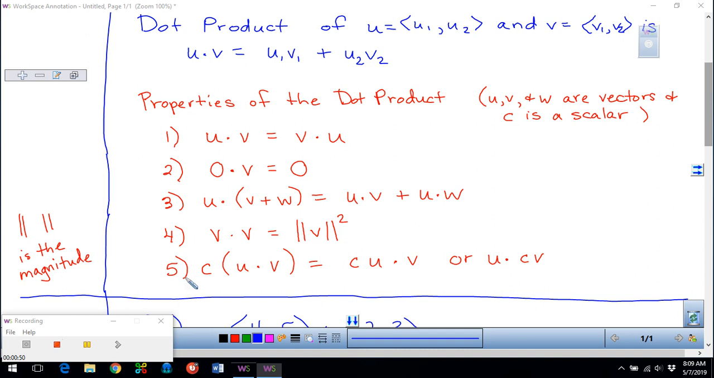And the fifth property of the dot product is a scalar c times (u dot v) is equal to (c times u) dot v, or u dot (c times v). So go ahead and pause, finish copying these, and we'll move on to some examples.